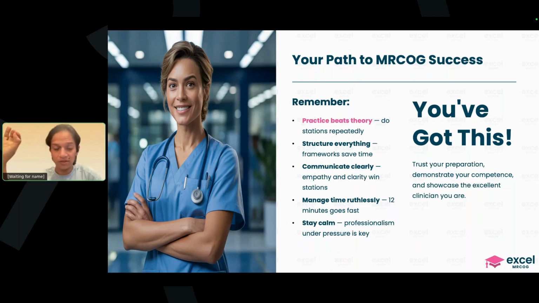Management of time is most important, and stay calm. That is the most important point. Stay calm, because at the end of the day, we are all obstetricians, we are gynecologists already, and we know how to take history. So we would know how to approach a task otherwise. Just because this is an exam, it may seem a bit difficult, but it is not so. All right. So trust your preparation, demonstrate competence, and showcase the excellent clinician that you are, I would say. All right.